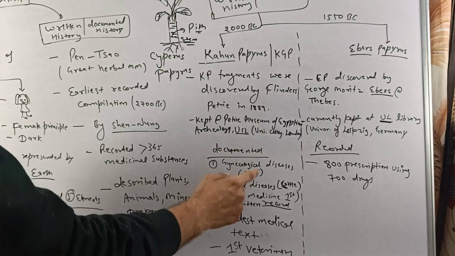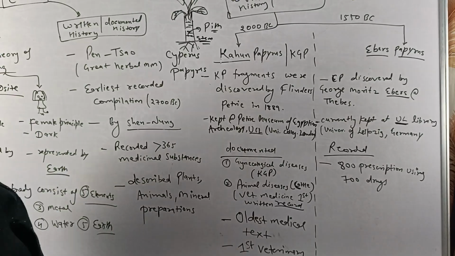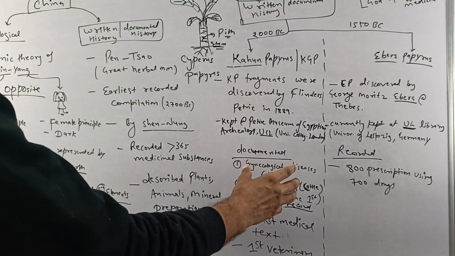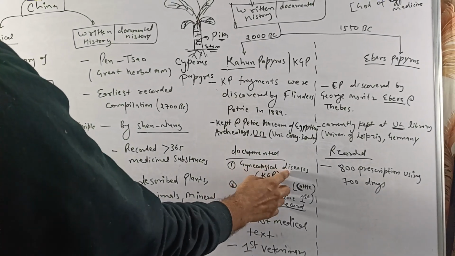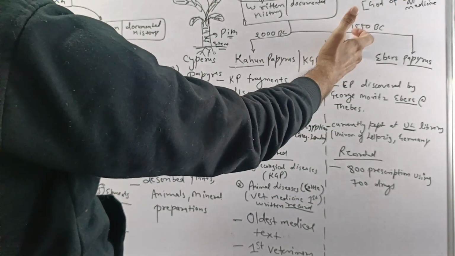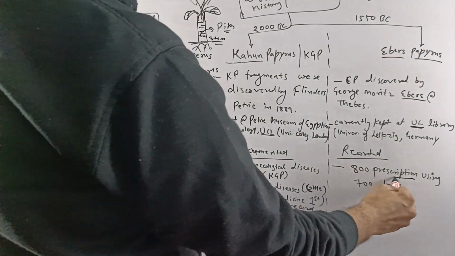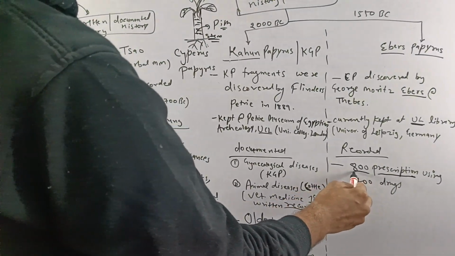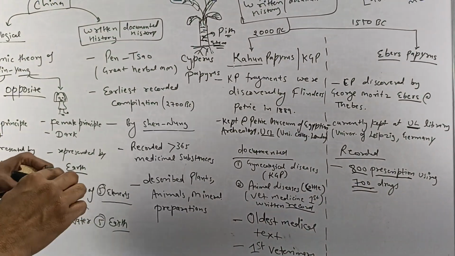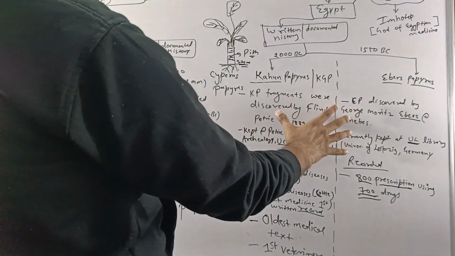So this KP is the oldest medical text. This is the first veterinary text where cattle diseases and their treatments are recorded. In the case of human beings, only gynecological, women-related diseases are recorded. But what is recorded in the Ebers papyrus? Here prescriptions are recorded. How many prescriptions? 800 prescriptions using 700 drugs. So this is all about the Egyptian medicine history.